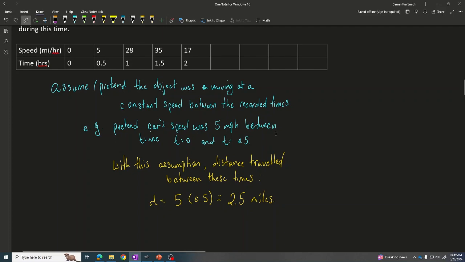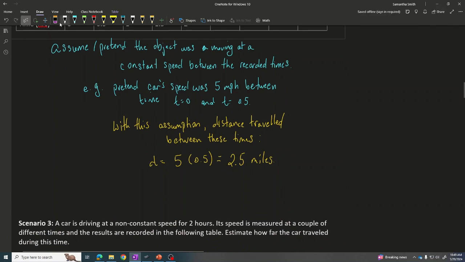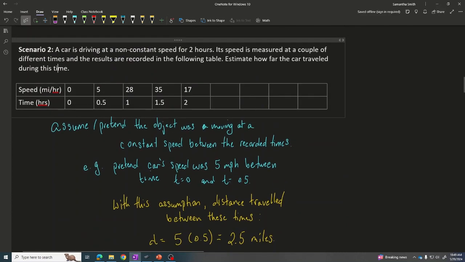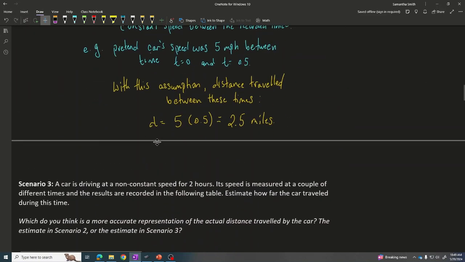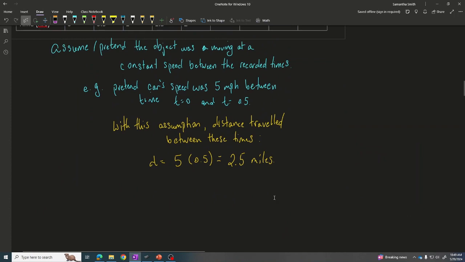Now, is this assumption correct? Is this assumption even reasonable? That's debatable, right? For sure, the object speed was not constant between 0 and 0.5. The car had to accelerate from a speed of nothing to a speed of 5 during this time. But making that assumption is necessary to be able to do a calculation. And after all, the question just asks me for an estimate. So I'm going to do what I have to do in order to make the problem straightforward enough for me to do a calculation.